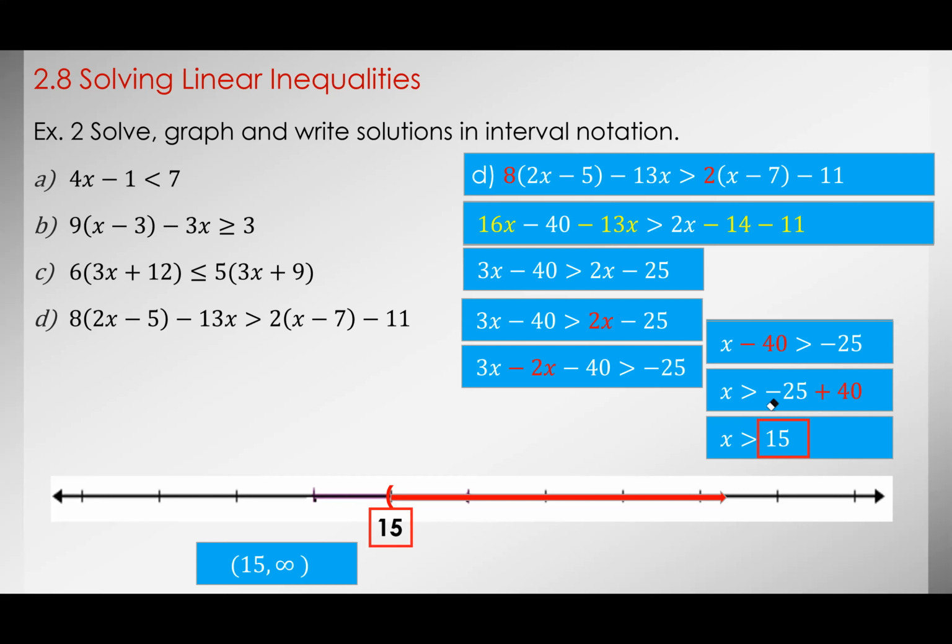The second thing, once you have your endpoint, is you need to look at the inequality, okay? If it doesn't have an equal sign, which in this case it doesn't, then we're using a parenthesis. If it has an equal sign, we're using a bracket. In this case, we don't have an equal sign, so we use a parenthesis. You agree? That's what confused me.